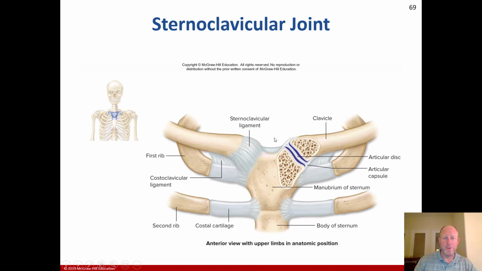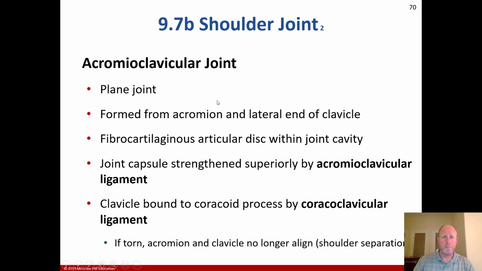You will not have to do this on a test for lecture, but you will likely see this in lab. The acromioclavicular joint, second of 3 primary joints for the shoulder, is a plane joint. It's formed from the acromion process of the scapula and the lateral end of the clavicle. There's a fibrocartilaginous articular disc within this joint cavity, and the joint capsule is strengthened by the acromioclavicular ligament, and the clavicle is bound to the coracoid process by the coracoclavicular ligament. If torn, the acromion and the clavicle no longer align, and you get shoulder separation.